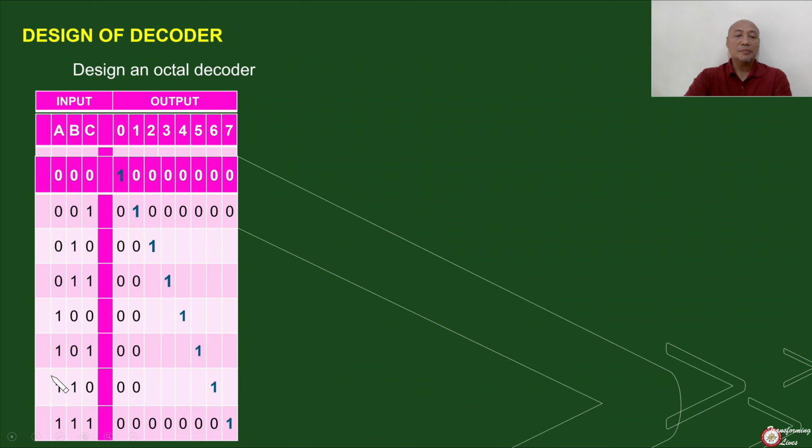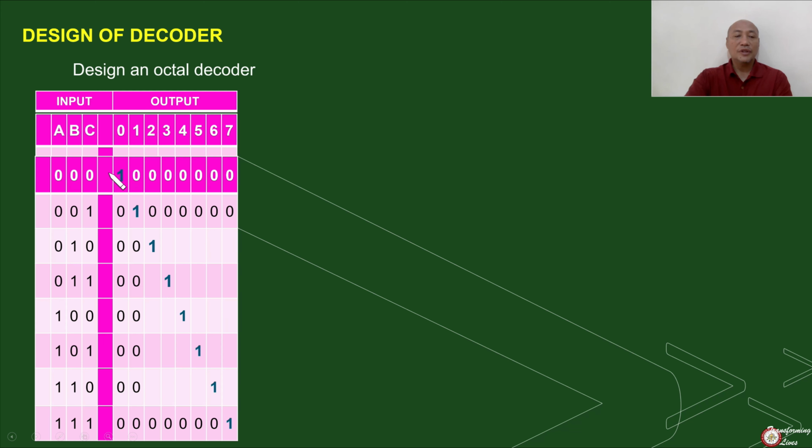These will be the 8 possible combinations from 000 to 111. Since that is an octal decoder, what is 000? 000, as we know, is equal to 0. Only output 0 will be equal to 1 and the rest will be 0. Then 001 will be equal to 1 and the rest will be 0. So 010 is 2, 011 is 3, 100 is 4, 101 is 5, 6, then 7. How many equations do we need? Definitely we'll need 8 equations because we have 8 outputs.